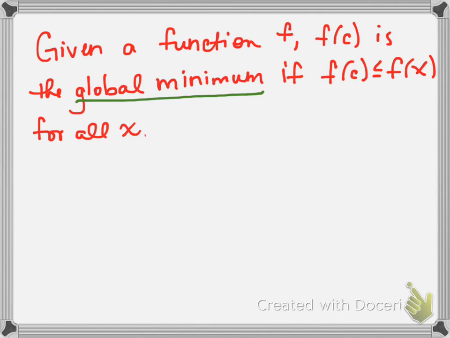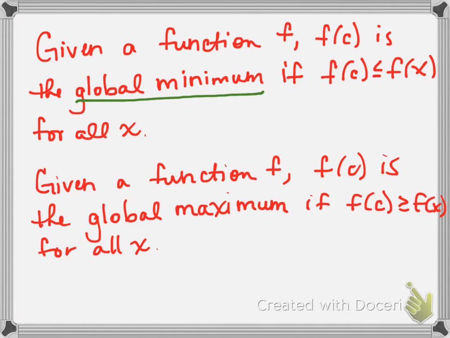Likewise, we have a similar definition for a global maximum. Given a function f, f of c is called the global maximum of f if f of c is greater than or equal to f of x for all x. And again, it is the y value here that is the global maximum, or the y value that's the global minimum. The smallest output or the largest output. All right, so how do we find these local minima and maxima?